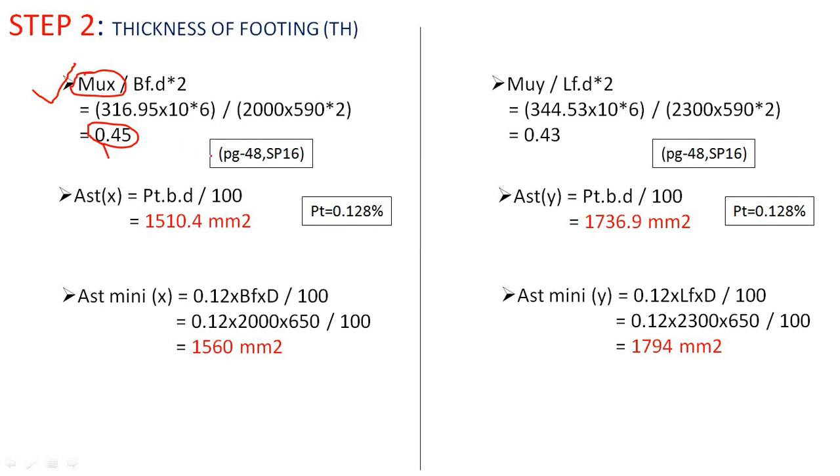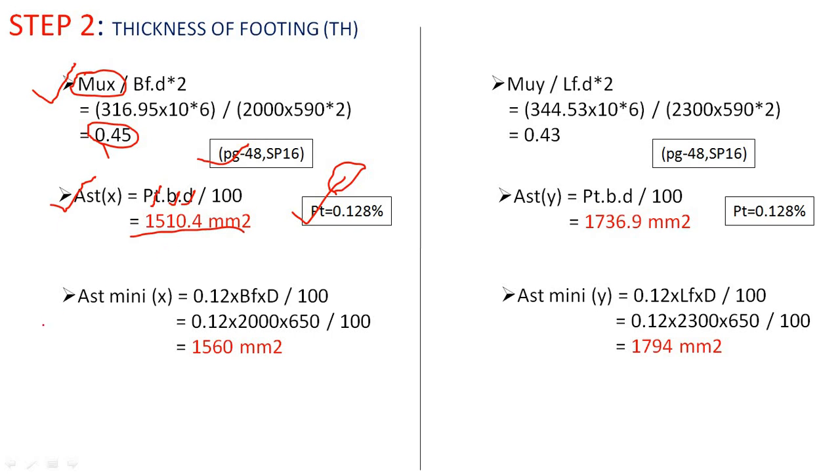Now we will move on to SP16 page number 48. From that we will find the value of percentage of steel as 0.128 percent. By using this value of percentage of steel, we will find the area of steel in x. So the area of steel in x is equal to PtBD by 100, where Pt is the percentage of steel, 0.128, B into D divided by 1000. So we'll have the area of steel in the x direction as 1510.4 mm square.